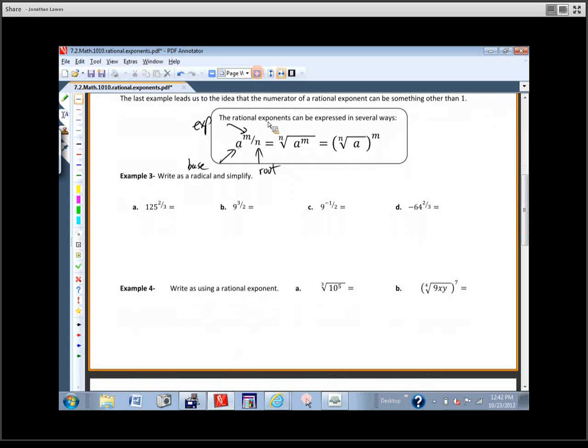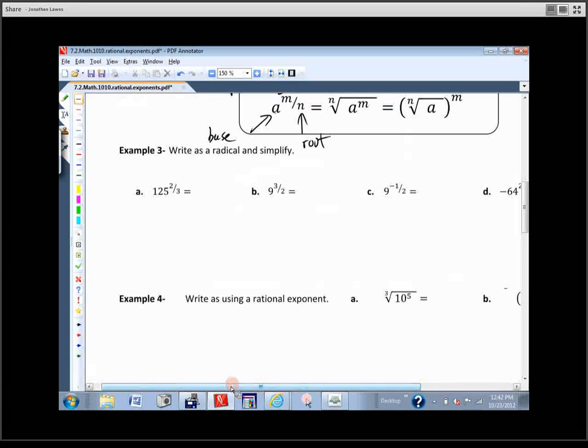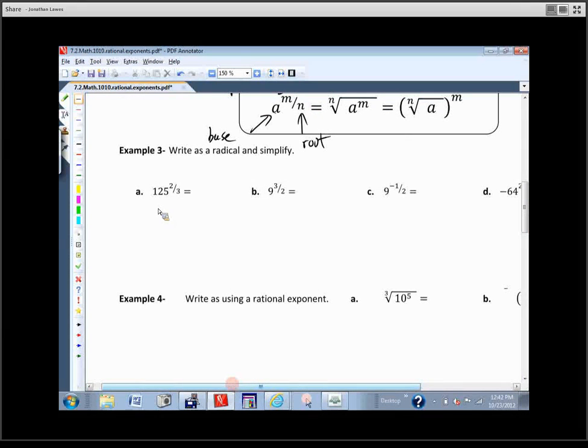Let's take a look at this first example right here on 3. So 125, there's the base, here's the exponent, and there's the root. So if I were to just rewrite this as a radical, here are my two choices. I can write this as the cube root of 125 squared, or I can write it as the cube root of 125 and then square that on the outside. It doesn't make any difference, but which of these two would probably be easier? Square on the outside.